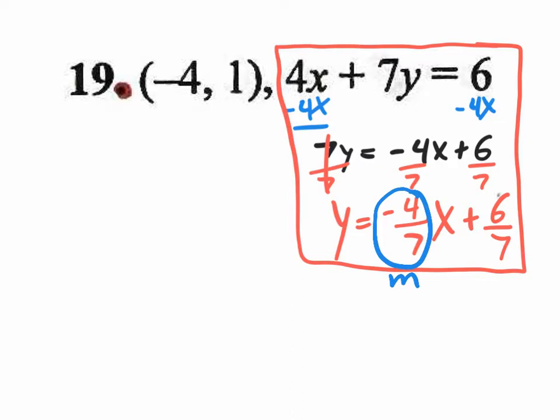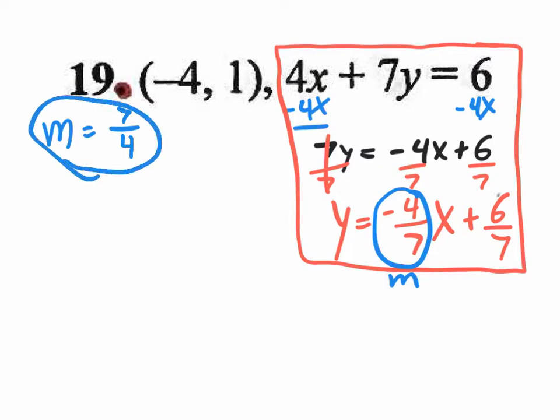Now the instructions say that our line is perpendicular to this line. What does perpendicular mean? Opposite reciprocal. So the true slope of our line, not this line, is going to have an opposite, which means it's going to be positive, and reciprocal means we switch the 4 and the 7 and make it 7/4. So our slope is going to be positive 7/4. Are you with me?